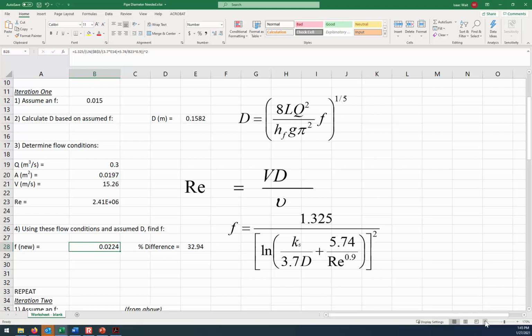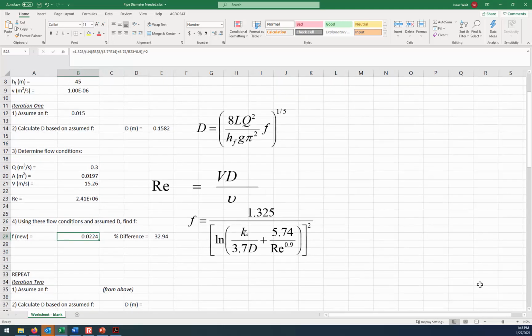So now, in the second iteration, things are going to be easier because we're just going to be able to copy and paste a lot of the formulas that have been typed in before. We won't have to type it from scratch the second time like we did the first time. So the F value, I'm going to use this new updated F value.